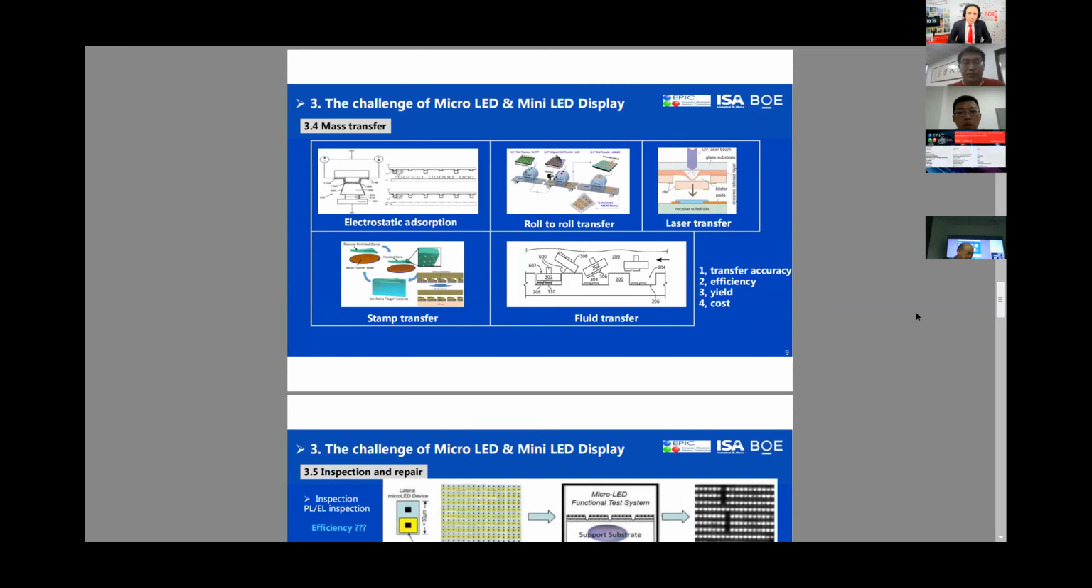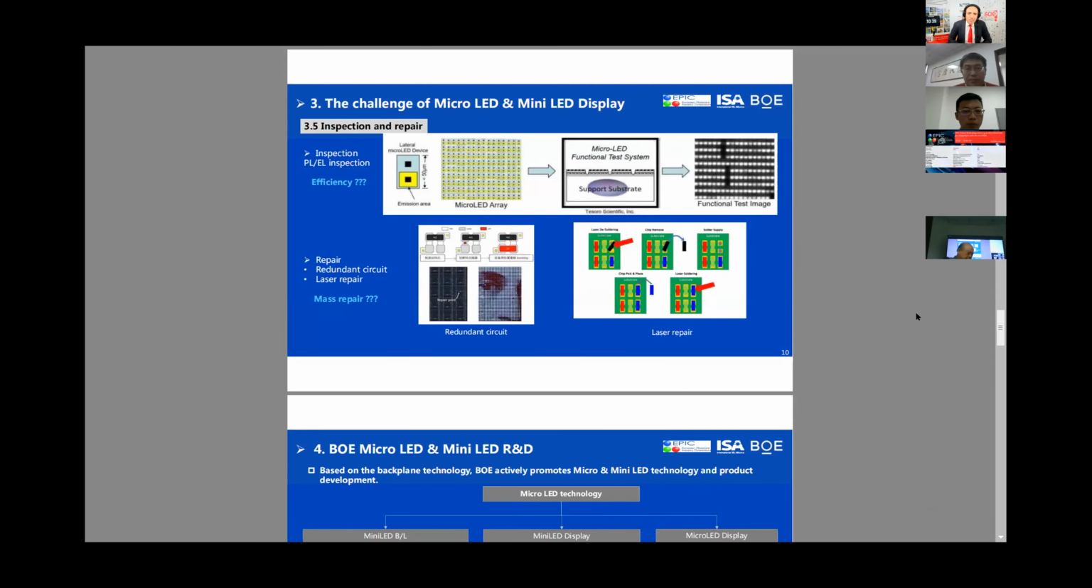And now all the different partners are producing their own mass transfer technology: electronic absorption, electrostatic absorption, roll-to-roll transfer, laser transfer, stamp transfer, or fluid transfer. Amongst so many technologies, I am more in favor of laser transfer. And I think that for laser transfer, together with our TMT, large size Gen 10 fab, we're going to realize a higher yield with lower cost.